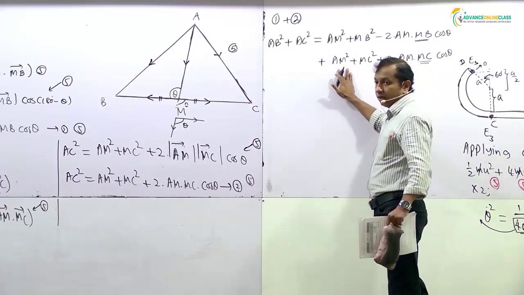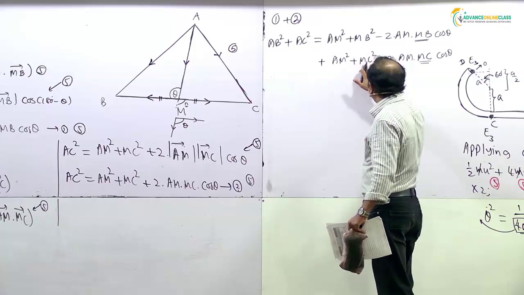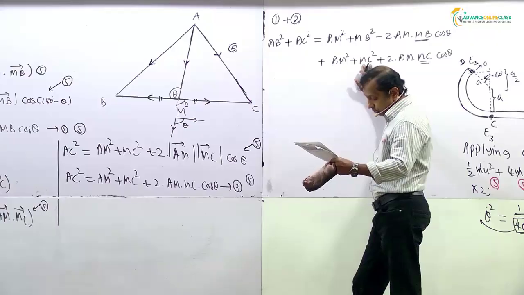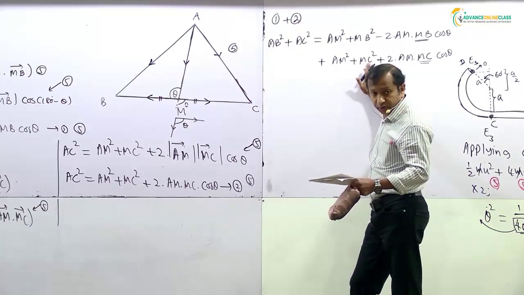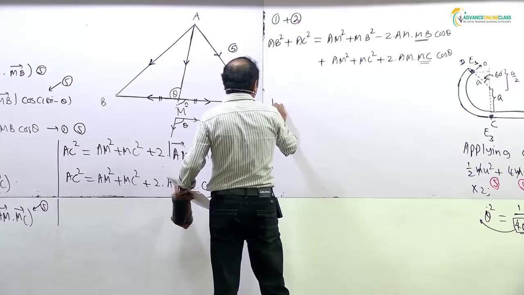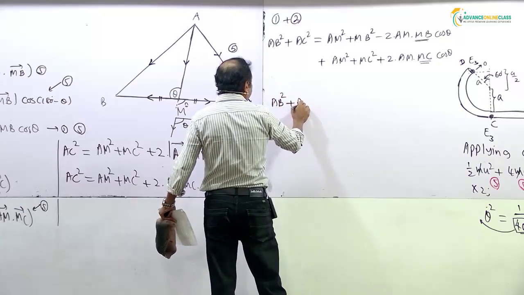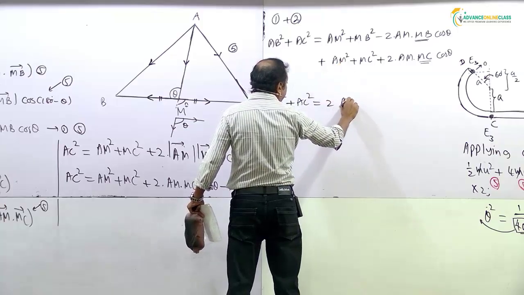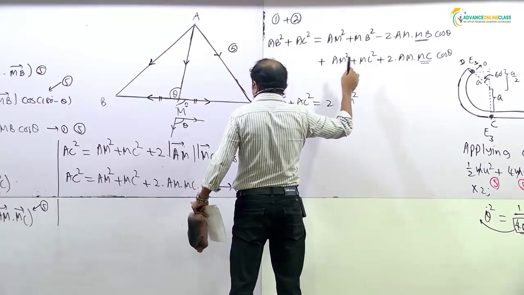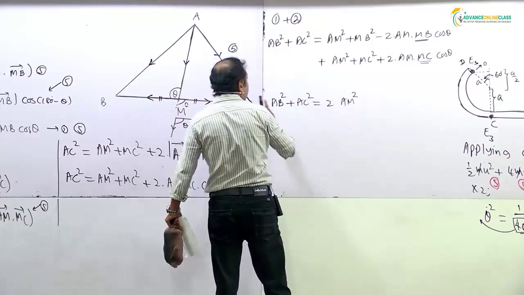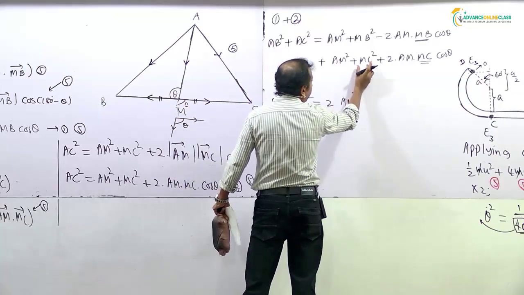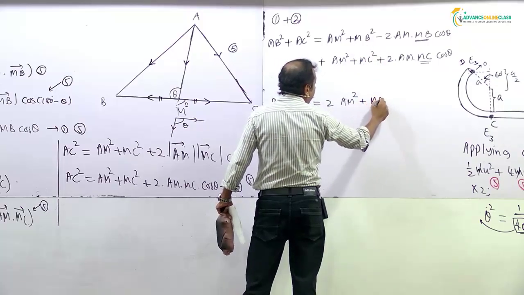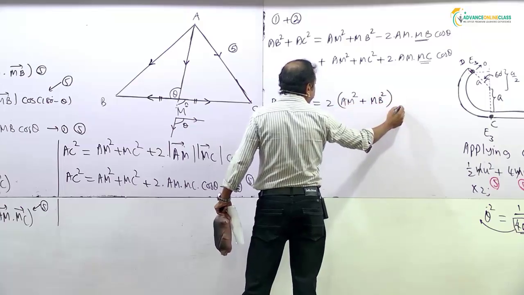We get 2 AM squared. And MB and MC are equal, no? This also I can write as MB, this also MB, right. Then we can write AB squared plus AC squared is equal to 2 AM squared plus, for this also we can put MB. MB squared plus MB squared is 2 MB squared. Take 2 out, we get like this.